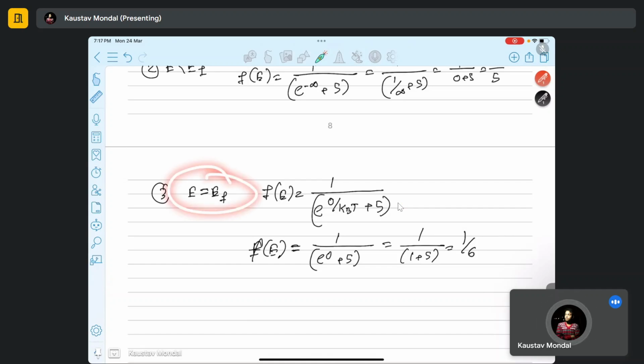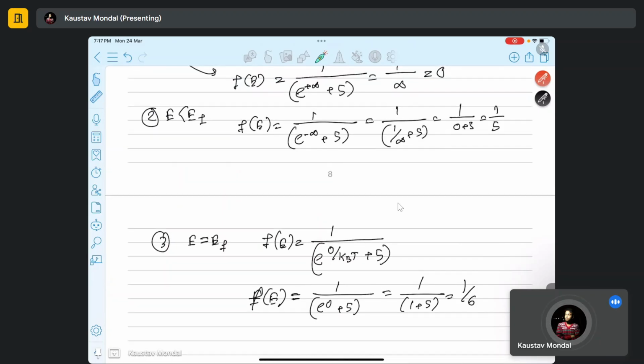Last is if E equals Ef. For that case, Ef cancels. So that gives you 1 by e to the power 0 by kBT. So e to the power 0 by kBT gives you e to the power 0. E to the power 0 is nothing but 1. So 1 plus 5 is 6. So the probability gives you 1 by 6.